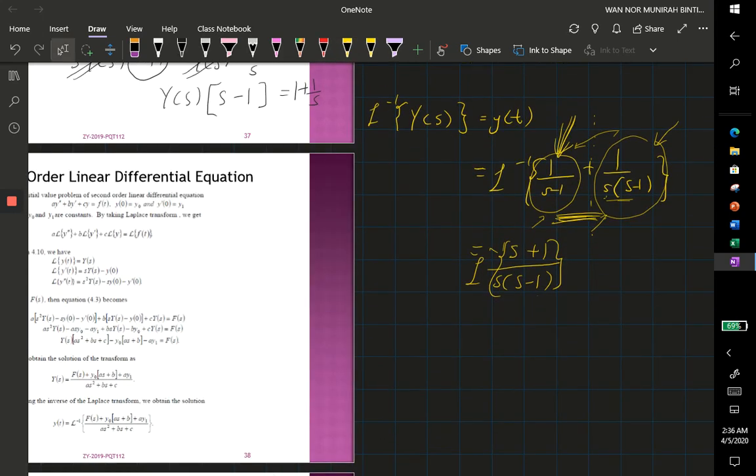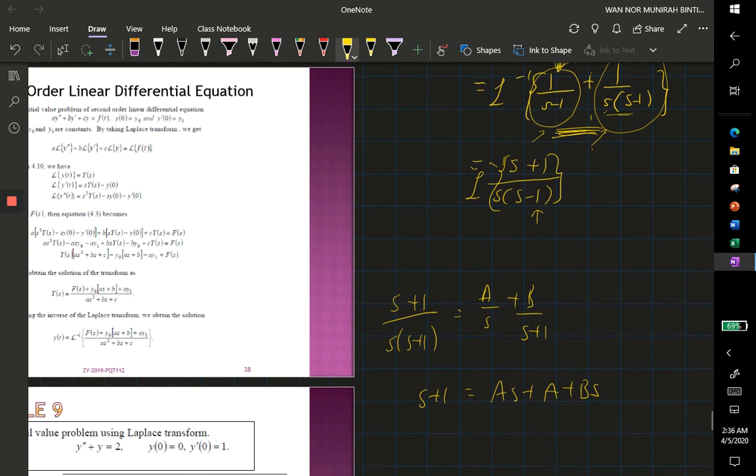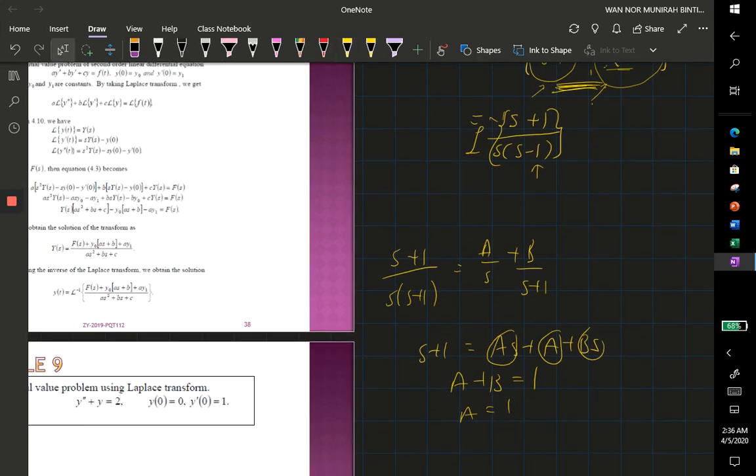Okay, so I just apply one partial fraction here. I try to separate it and solve it separately. Okay, s plus 1, so that I have A over s plus B over s plus 1. Okay, cross multiply, I have s plus 1 equals to As plus A plus Bs. Okay, so for the s term, I have A plus B equals to 1. And this one is just a constant, A equals to 1. When A equals to 1, therefore B equals to 0. Okay, so I just have A over s.